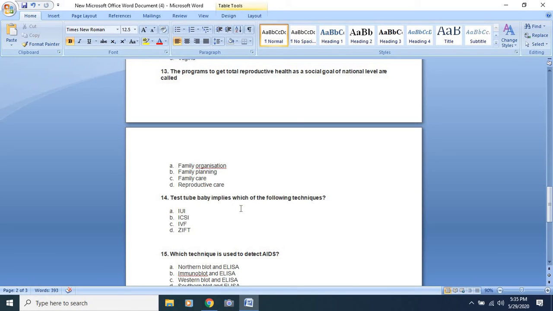Next, test tube baby implies which of the following techniques? Now here students, please note down, here it is asked which technique it is applying. So here the answer will be D, ZIFT, that is zygote intrafallopian transfer.